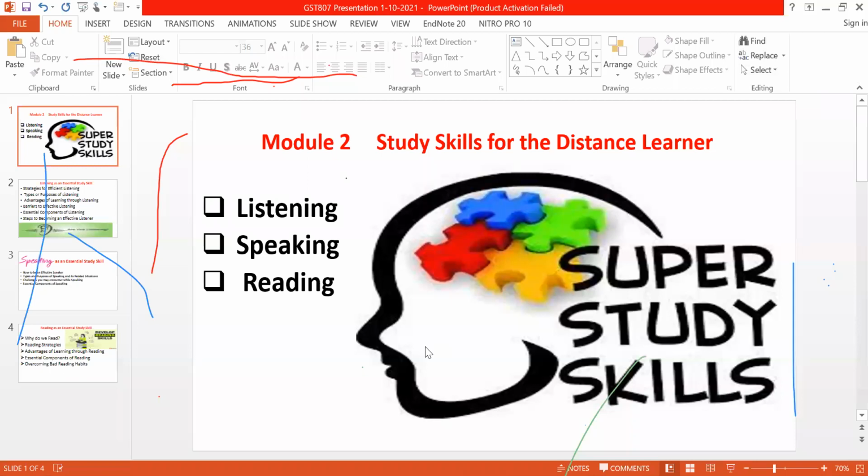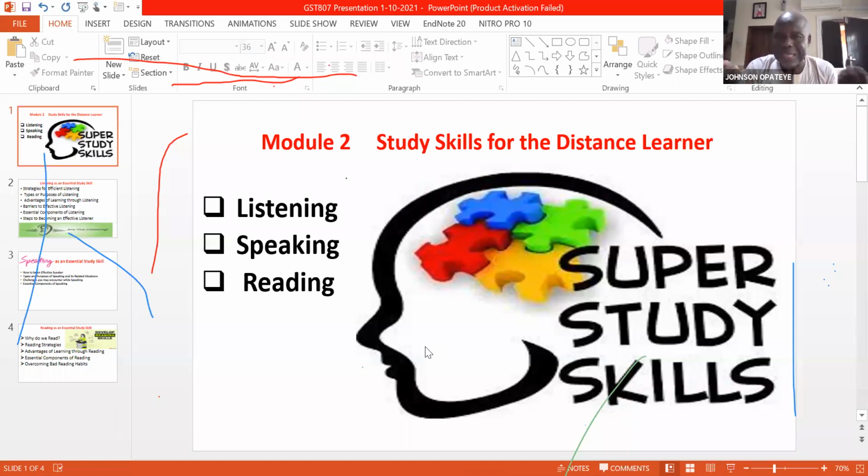You also have the physiological barrier. Some people have impaired hearing. They don't hear well, and if you are not hearing well, you are not going to get what your speaker is trying to pass across to you. Some have bodily or physical challenges, and because of that, they may not be able to listen the way they should. Some are having psychological challenges.